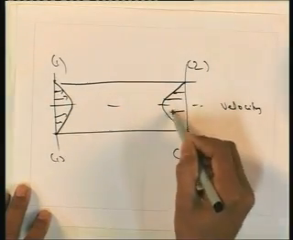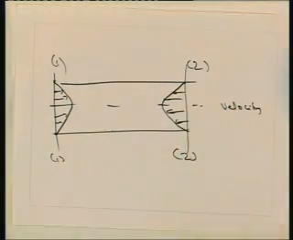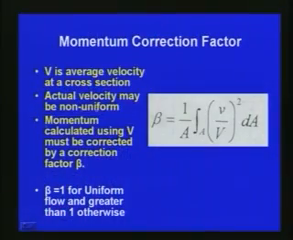As we have already seen in the case of the energy equation and Bernoulli's equation, we applied an energy correction factor. Now we are discussing the linear momentum equation. For momentum also, since we are considering the average velocity at the section, we have to apply a correction factor, the so-called momentum correction factor. The momentum calculated using the average velocity V must be corrected by a correction factor beta.